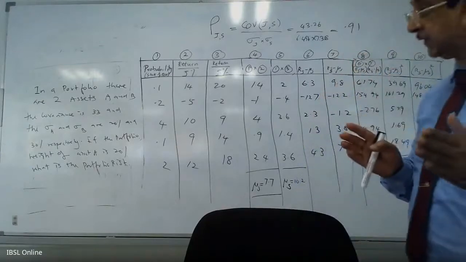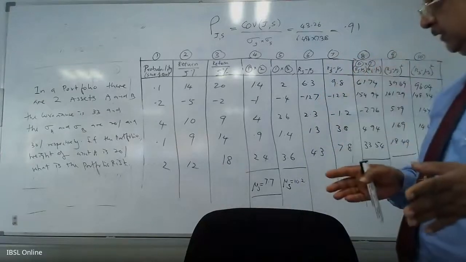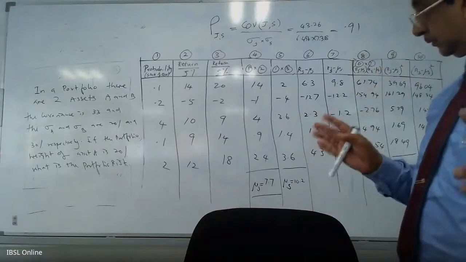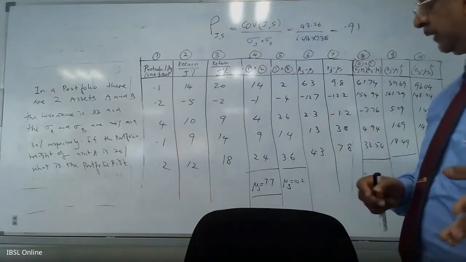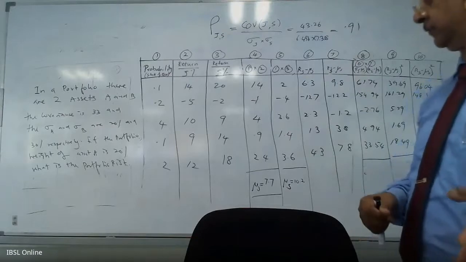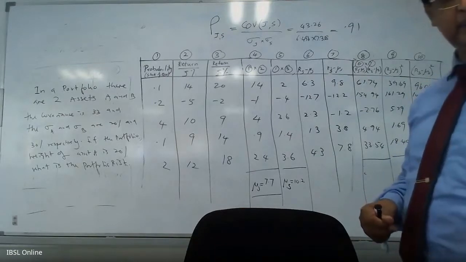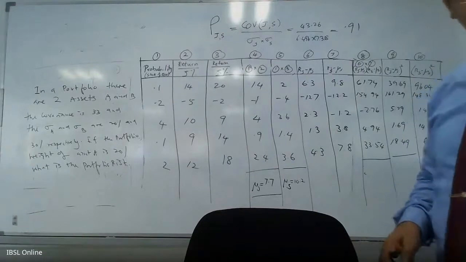Asset A's risk is given, asset B's risk is given, and asset A's weight is also given, and the covariance given. Right, work it out.